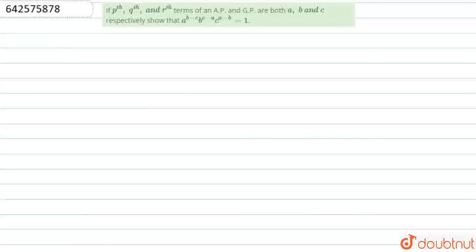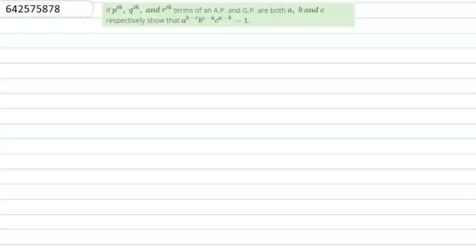Hello student, the question here is: if the Pth, Qth and Rth terms of an AP and a GP are both a, b and c respectively, show that a to the power b minus c into b to the power c minus a into c to the power a minus b is equal to 1.